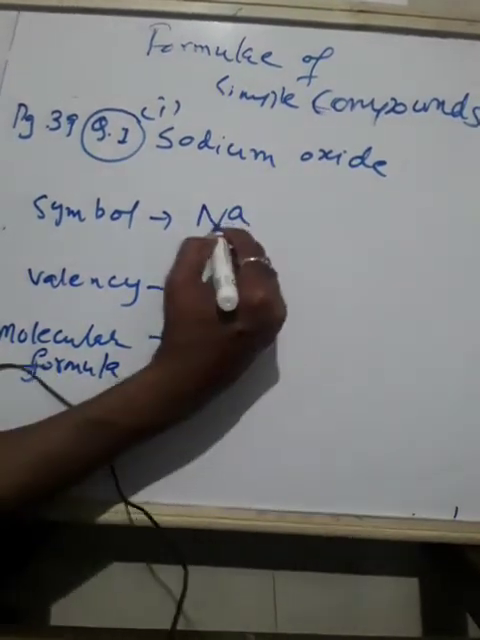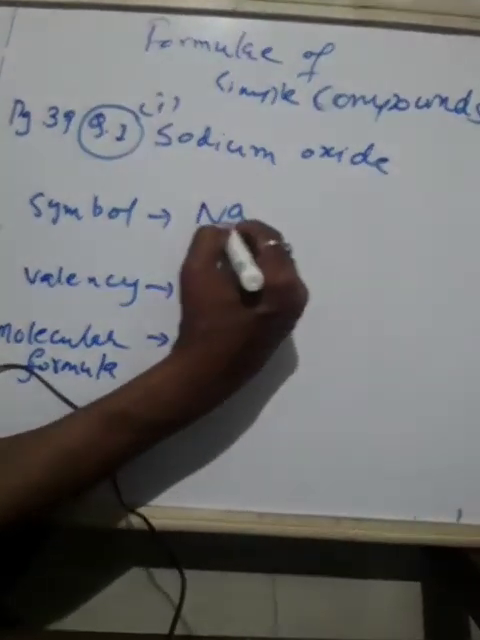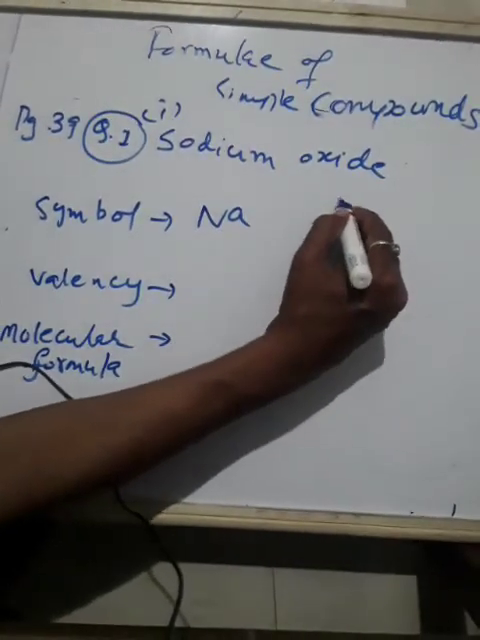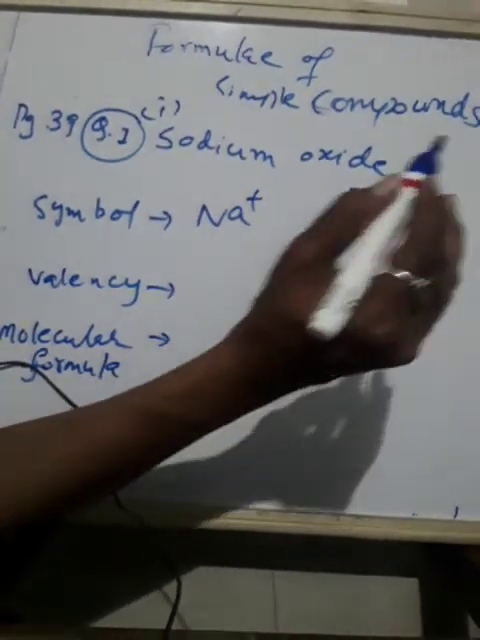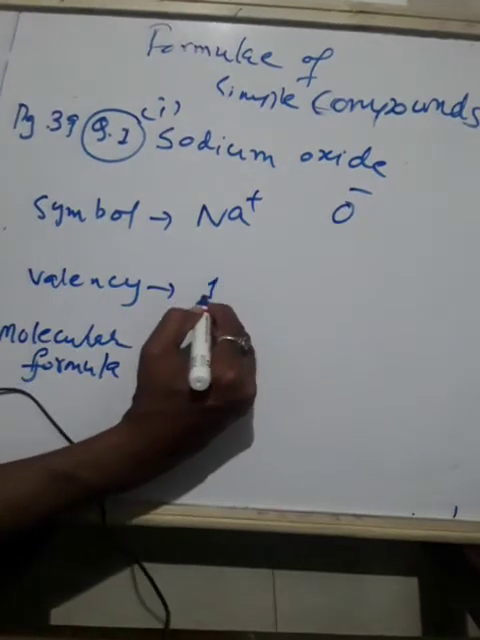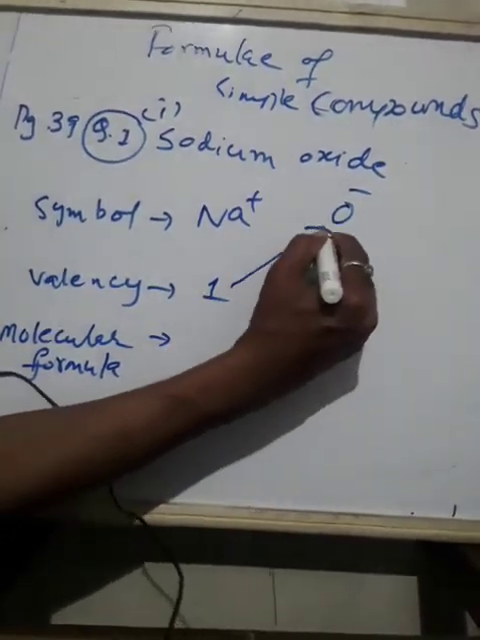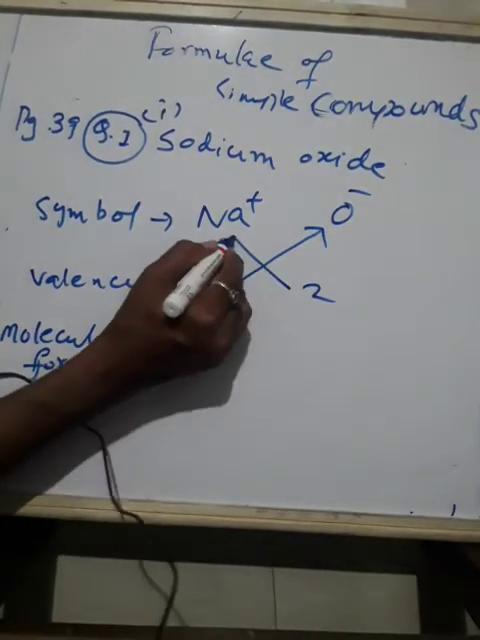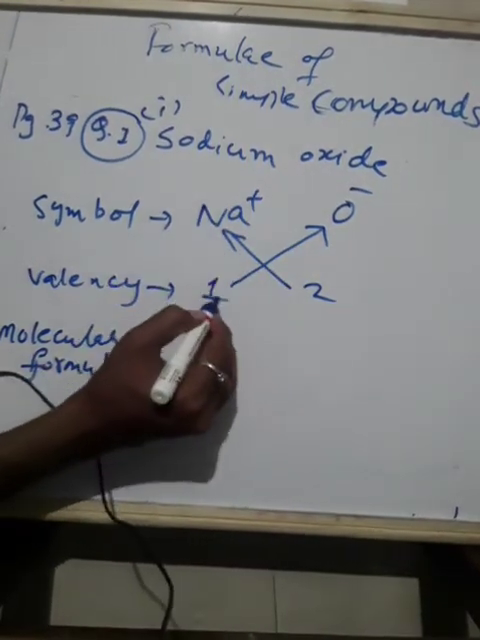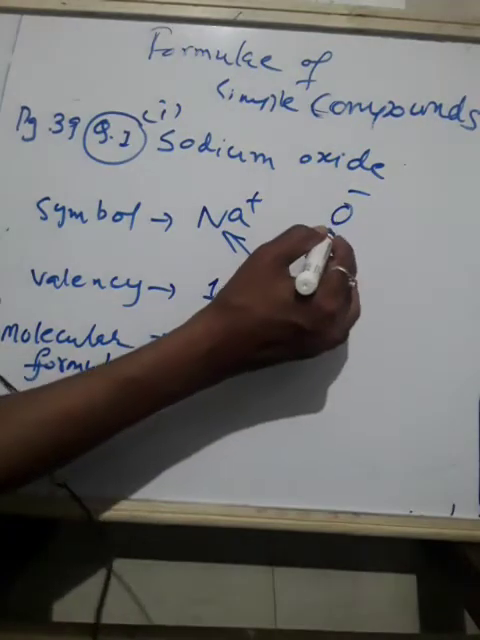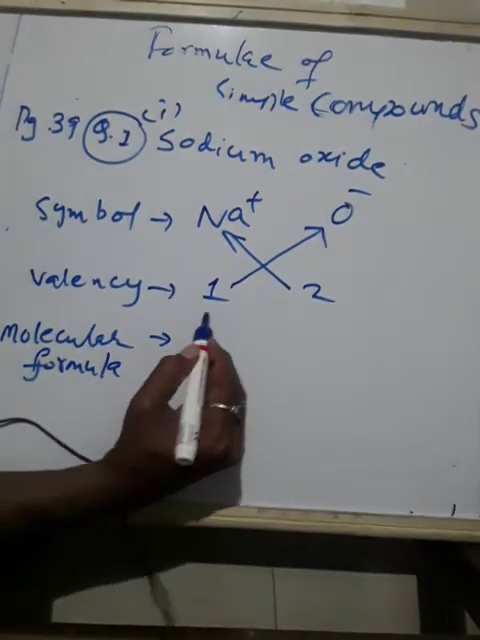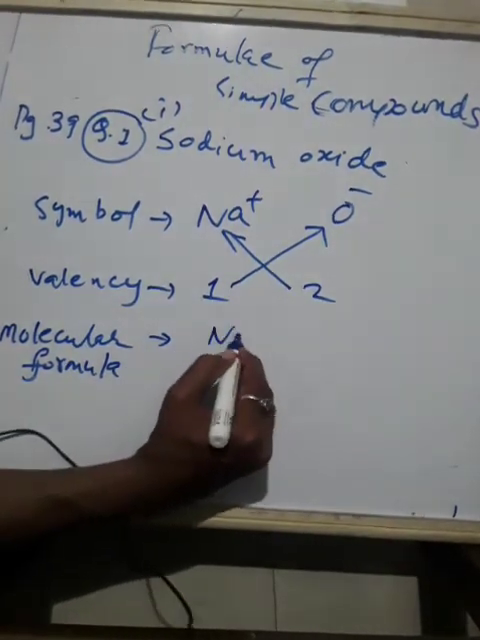Sodium's symbol is Na and oxide is O. This is plus, this is minus. So the charge of sodium is 1. The charge of oxide is 2. So by the crisscross method, 2 goes to Na and 1 is given to oxide. You write first as it is, NaO.